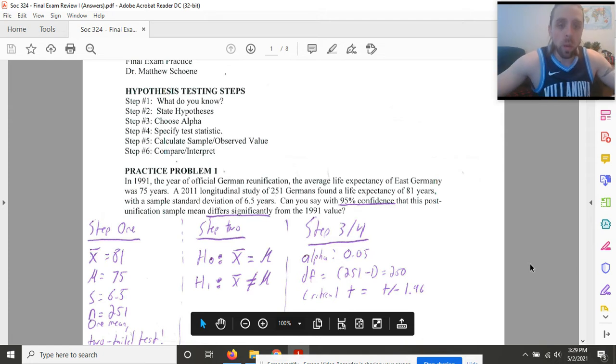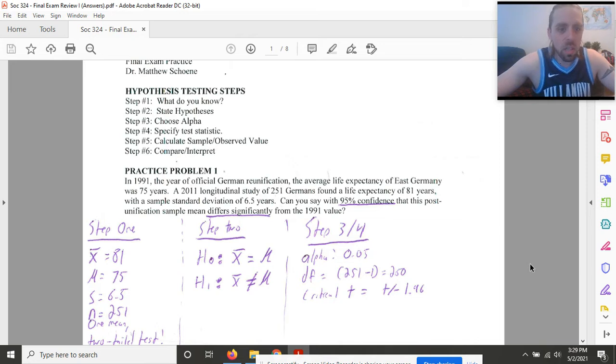So practice problem 1, we have a 1 means t-test. How do we know it's a 1 means t-test? Well, let's look at the problem. 1991, we have a year of official German reunification, and life expectancy in East Germany is 75 years. That's true, by the way. In 2011, a longitudinal study finds a life expectancy of 81 years. So post-German reunification, we have actually an increase in life expectancy across that region. And we have a sample standard deviation of 6.5. Can you say with 95% confidence that the post-unification sample mean differs significantly from the 1991 value?